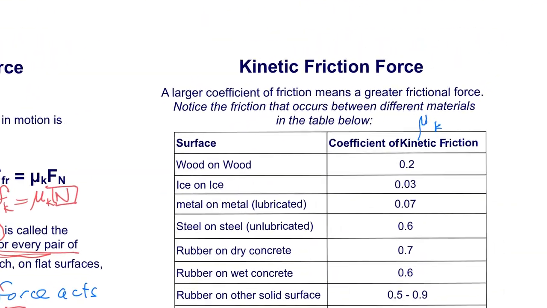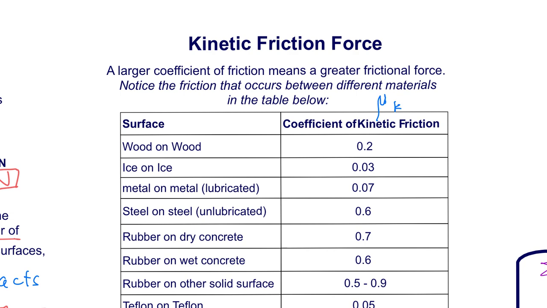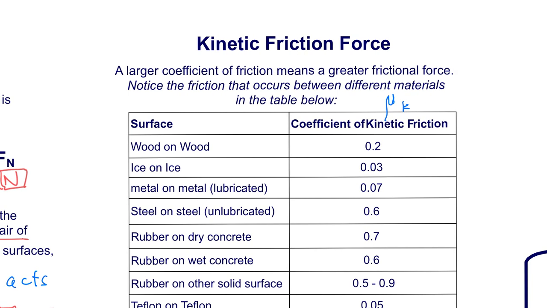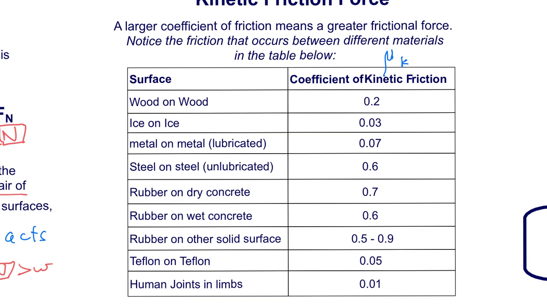So here are some coefficients of kinetic friction. You can see they're unique for the types of material that are in contact with each other. So let's pick a really small one. This is a very small coefficient of kinetic friction. Small means very slippery, very low friction.